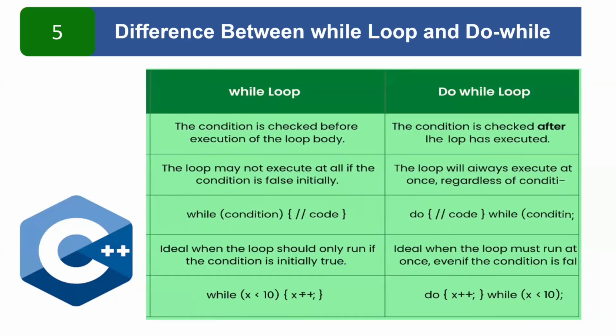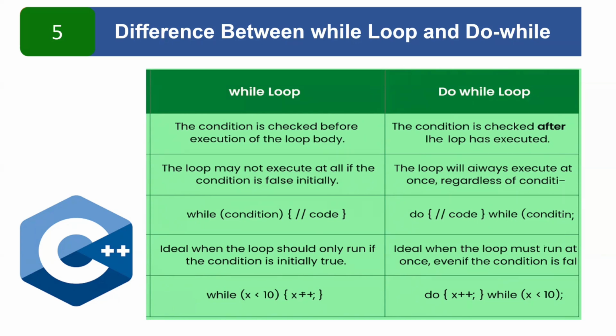Question number 5, difference between while loop and do while loop. In a while loop, the condition is checked before execution of the loop body. In a do while loop, the condition is checked after the loop has executed. In the while loop, the loop may not execute at all if the condition is false initially. In a do while loop, the loop will always execute at least once regardless of the condition.